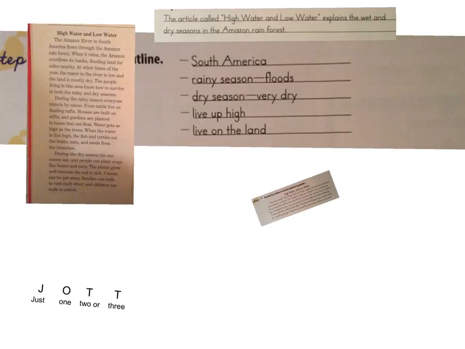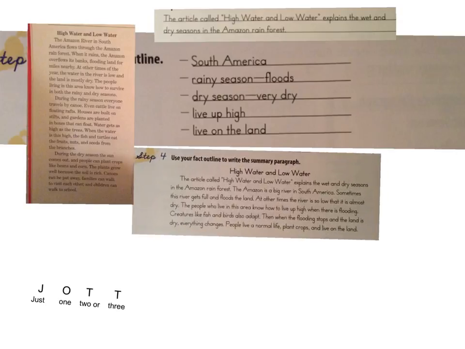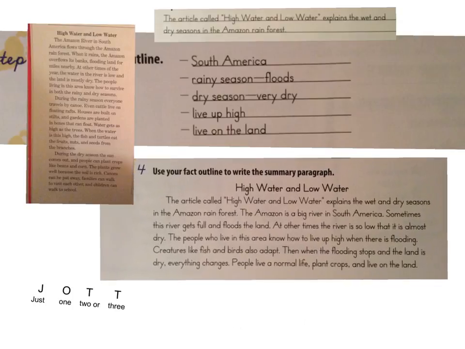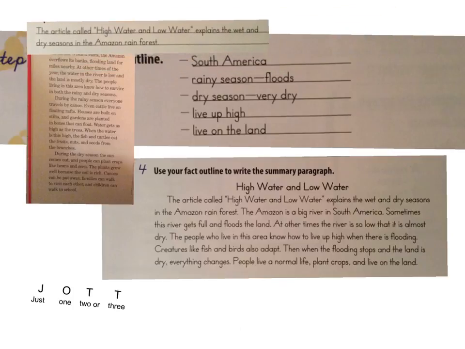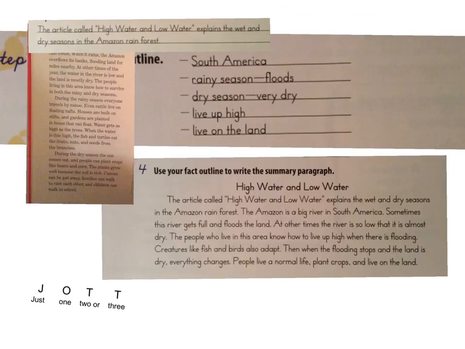So let's take a look here, if I can pull this up. There we go. And we have our topic sentence, the article called High Water and Low Water explains the wet and dry seasons in the Amazon rainforest. So that was our topic sentence that we had right up here. Okay. Then we are going to take each of these ideas right here and put them into sentences. So here is our first sentence. The Amazon is a big river in South America. Right there, we've got it.